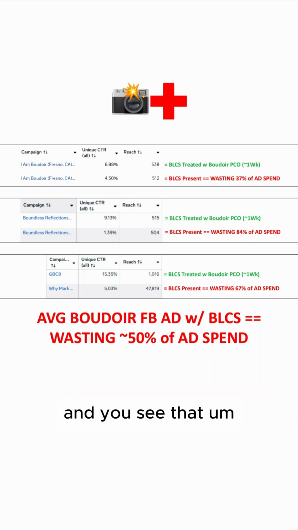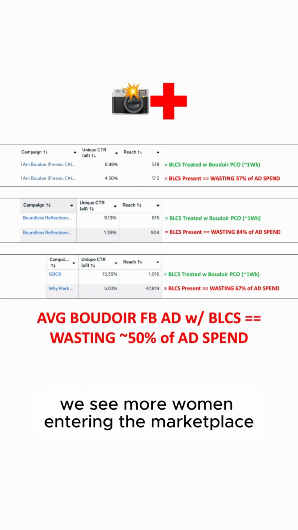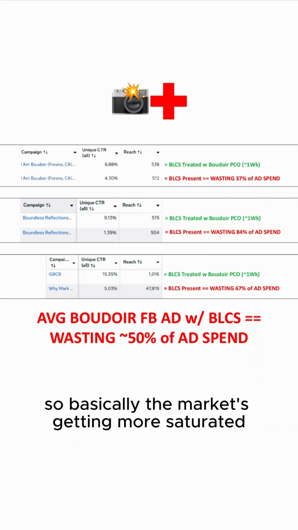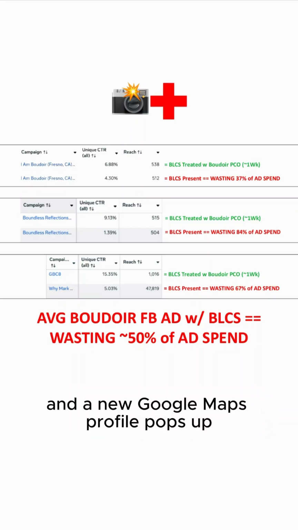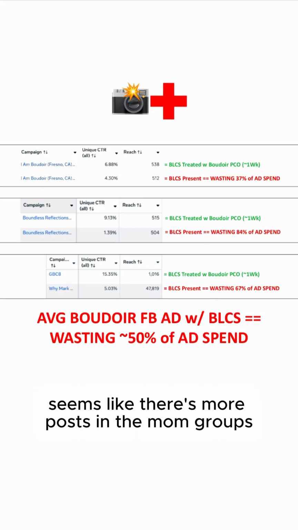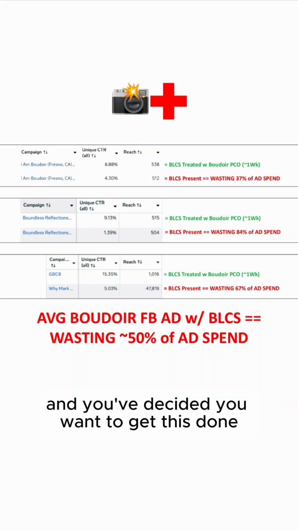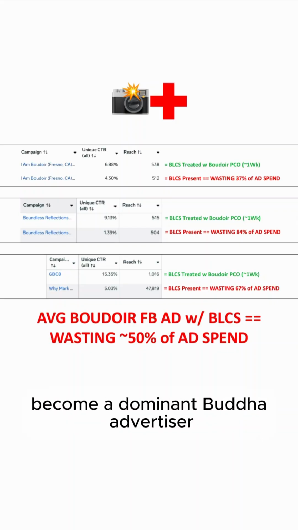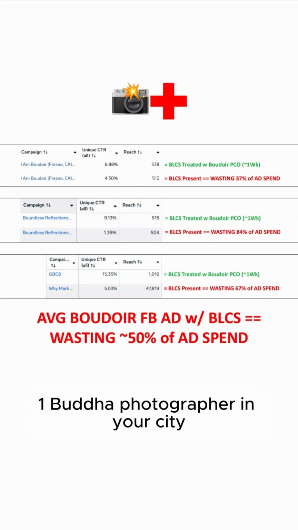And you see that there's more inflation occurring in the world around us. You want to pull some more profit out. We see more women entering the marketplace, offering Boudoir services every day. So basically, the market's getting more saturated. Seems like every time someone gets a new iPhone, a new Google Maps profile pops up saying they offer Boudoir. Or anytime someone gets a new camera, it seems like there's more posts in the mom groups offering Boudoir shoots. And you've decided you want to get this done. You want to achieve pre-click alignment, become a dominant Boudoir advertiser, achieve Boudoir brain entry boost so you can be on your way to becoming the number one Boudoir photographer in your city.